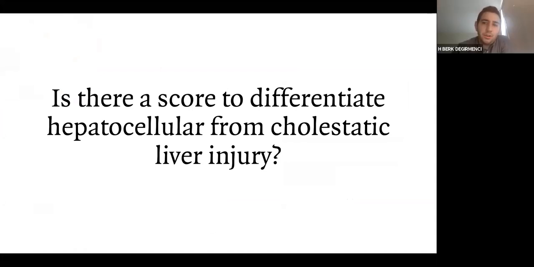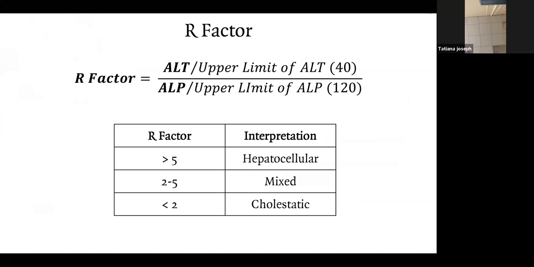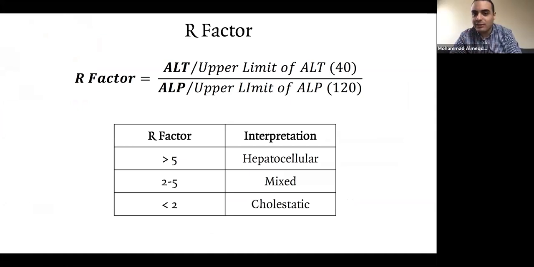The R ratio. R factor. Yeah, that's a good one. So the R factor looks at the ALT and the ALK phos ratios. You take the ALT divided by the upper limit of ALT, which is typically 40, divided by ALK phos over the upper limit of ALK phos, 120. This can give you an idea whether it's hepatocellular. It's not always perfect because some people can present with a mixed picture, but also can have other reasons for ALK phos elevation, and then it becomes confusing. But for a typical liver injury, this is a good test to always put in your notes, or just review it, see what's going on, and it will narrow your diagnosis.